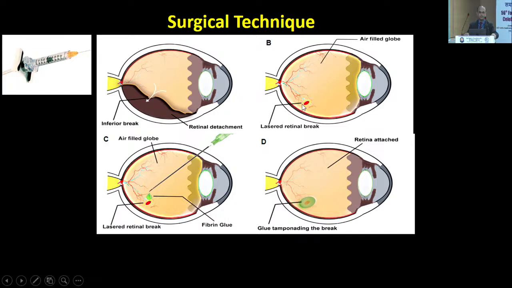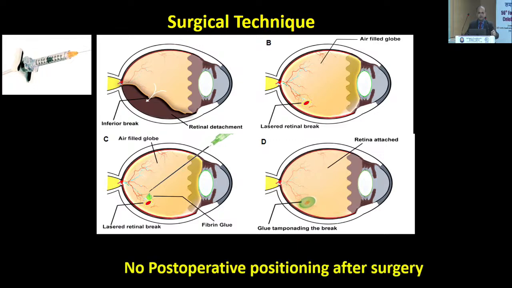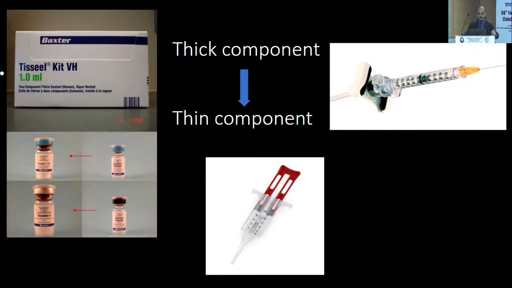But after this point, after doing a laser, now instead of putting oil or gas, what we do is we put a small drop of fibrin glue over the break, so as to essentially cover the break with just a fibrin glue coagulum. Most importantly, no postoperative positioning needs to be given for any of these patients.